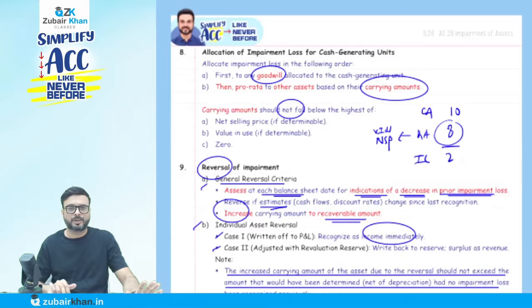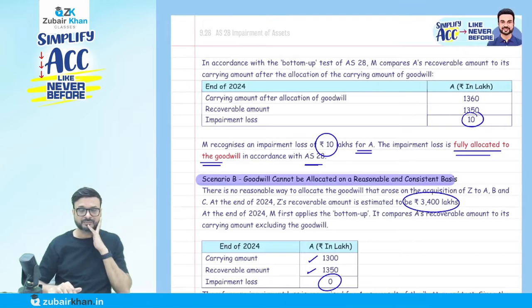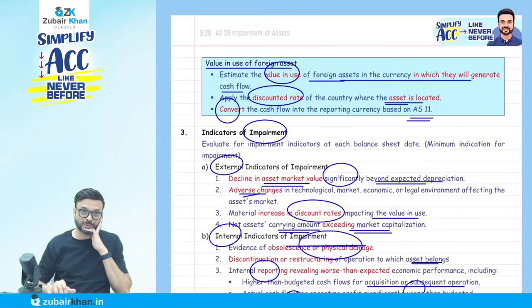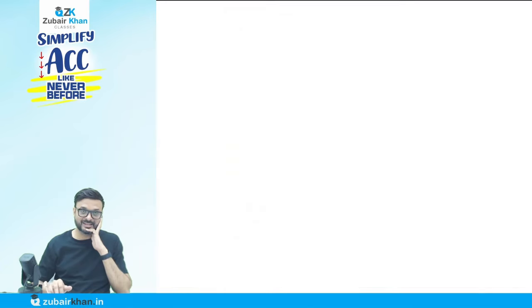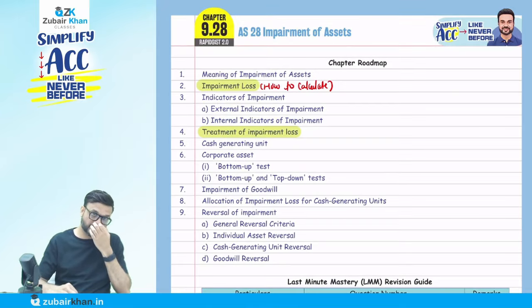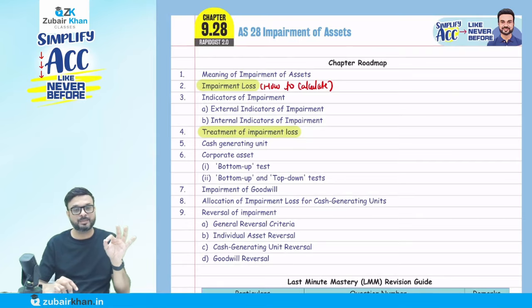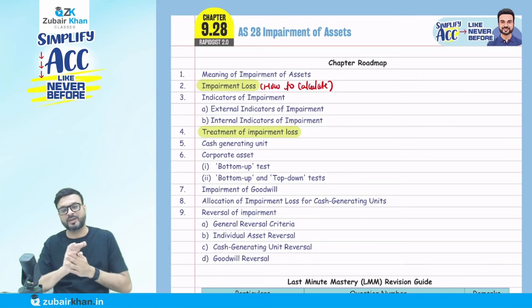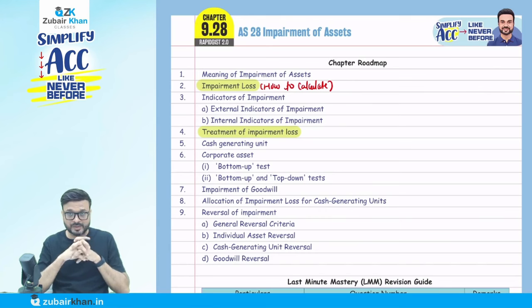But in the whole discussion, you know what is important? Only 2 points. This is how to calculate impairment loss and what should be the treatment of the impairment loss. 99% ICAI is going to ask you questions on these points. Now this is all about accounting standard 28.